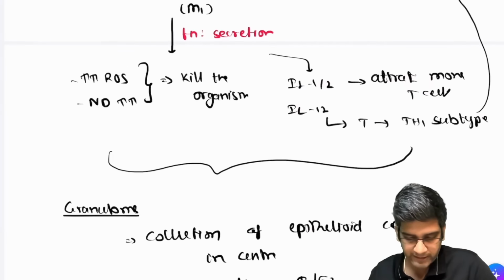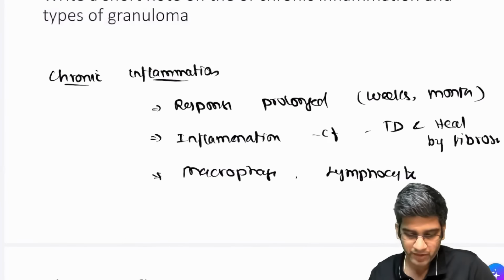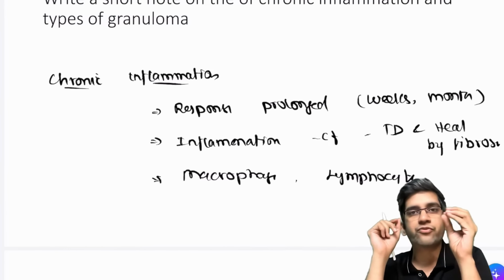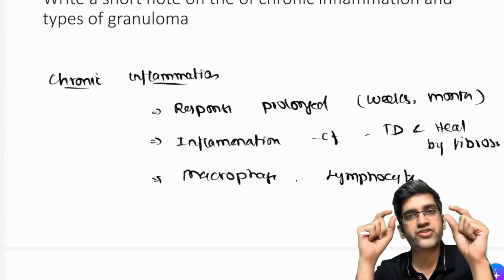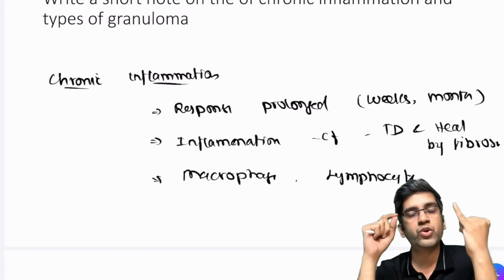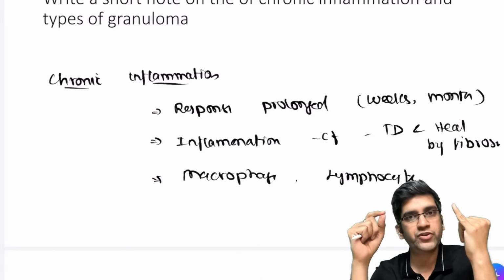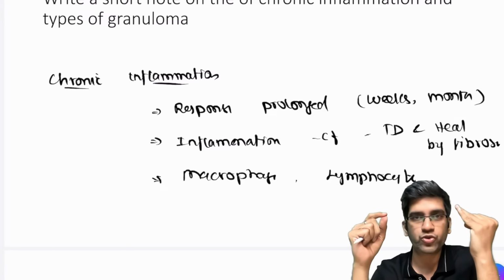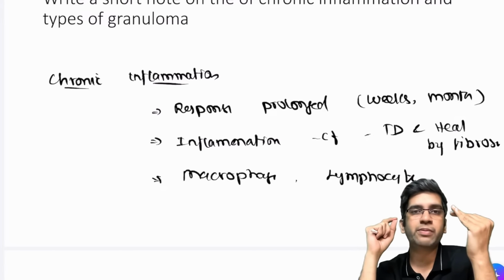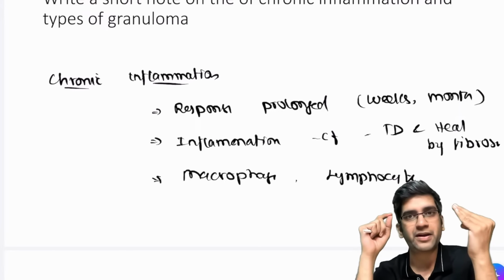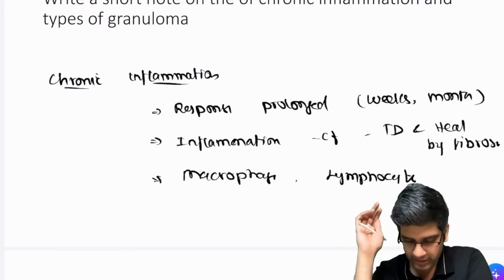I'll just go up once again, quickly see through what we saw. Definition should have a few keywords. A prolonged persistent inflammation, one, which always ends up in having tissue injury, tissue damage and healing by fibrosis. That's second, where the primary inflammatory cell is macrophages. These are three simple things required.